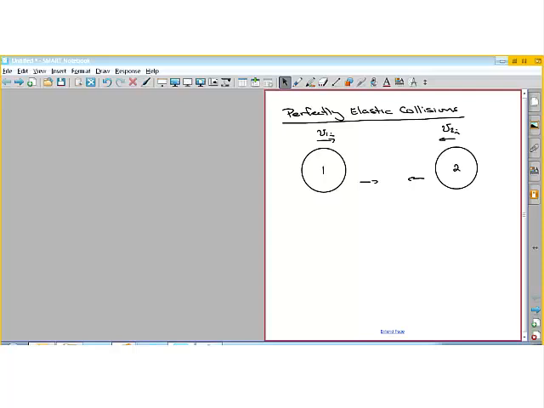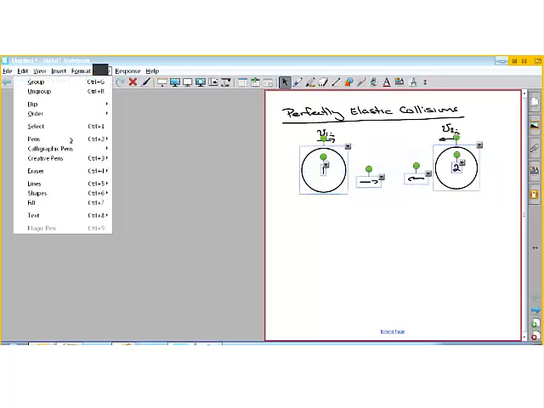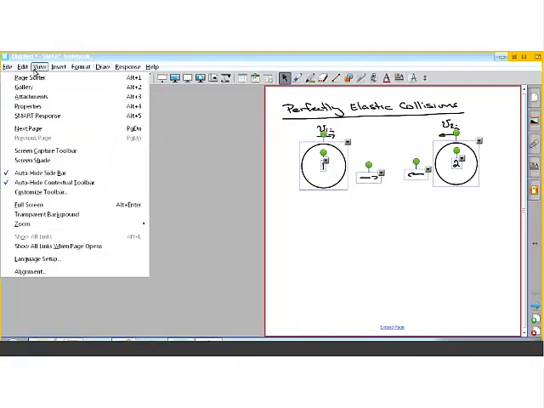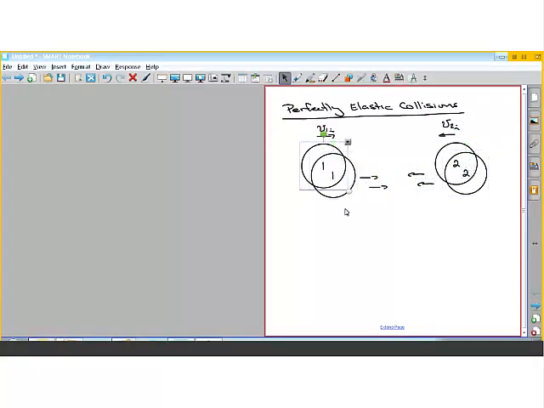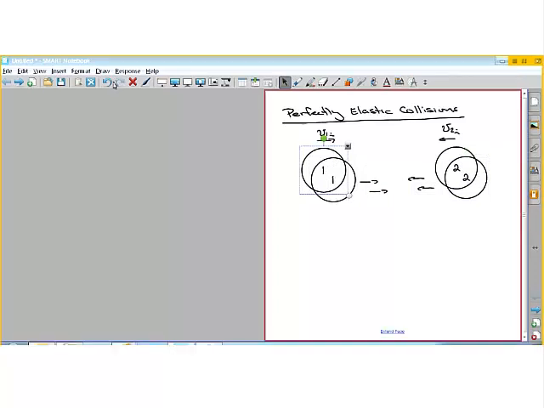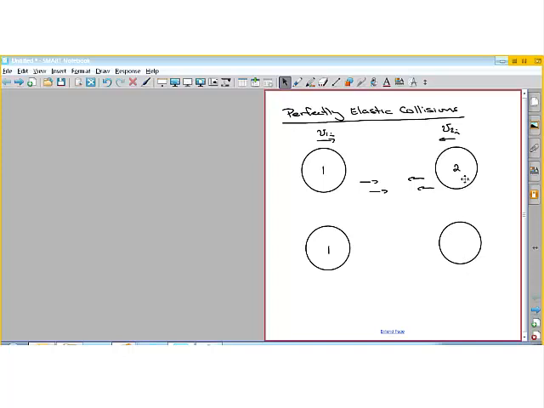So after the collision, let's just clone these things here. What do we want to do here? Clone. Oh, didn't want to do that. Well, that's fine. I can pull this down. It's just been easier to draw them. And we'll delete those two things.